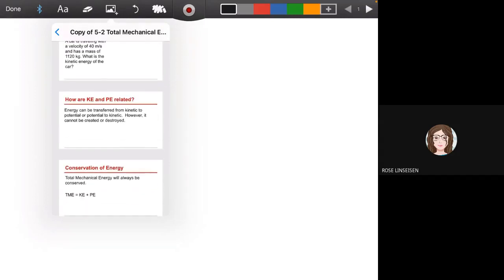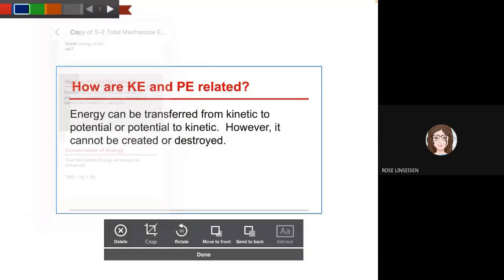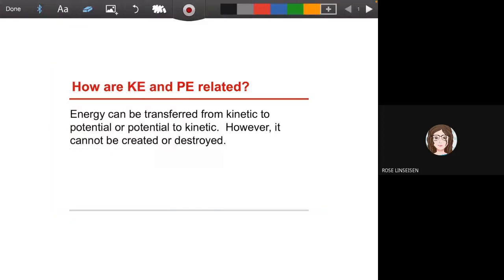All right, I'm going to skip a little bit. Okay, this is really the meat. That was just a quick review. This is really the most important part that I wanted to talk to you about today: how are potential and kinetic energy related, or vice versa. Energy can be transferred from kinetic to potential, from potential to kinetic.